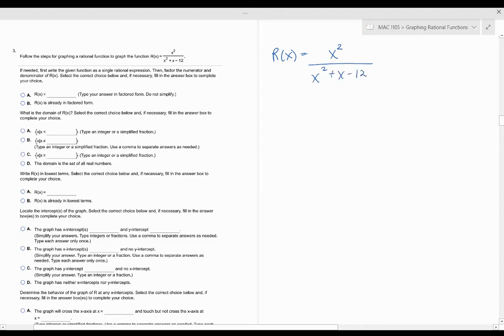All right, so step one, just like last time, they want us to make sure that it's written as a single rational expression. They want us to completely factor the numerator and the denominator. All right, so I'm going to go ahead and do that.